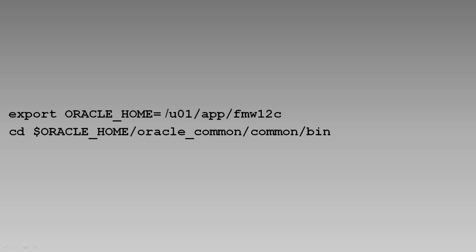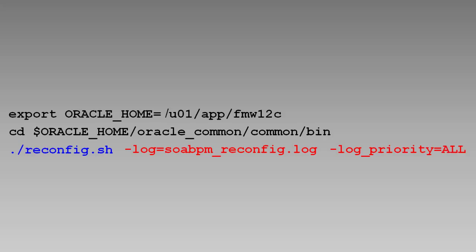The Reconfiguration Wizard is found in the Oracle Common Bin folder under the new Fusion Middleware 12c Oracle Home. We've added two parameters to specify a log file at the maximum logging priority to capture the highest level of detail in the log.